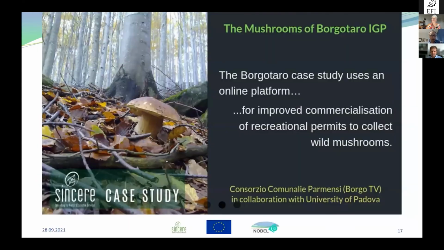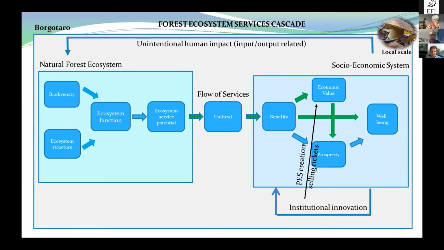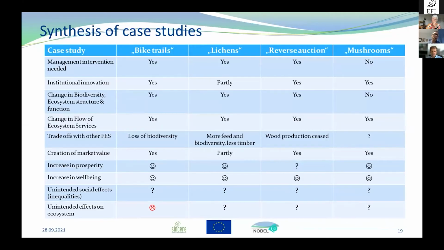Next slide is about the mushroom case in Italy, where there's an innovation. The interesting thing here in the cascade is that there's institutional innovation, which leads to giving economic value by creating an app, a system for buying permits for mushroom collection. In fact, there's no management intervention in the forest at all. It's institutional innovation pure. It leads to more well-being and more prosperity in local communities. What it might do in the ecosystem is that, of course, there's maybe a larger flow of mushrooms, and maybe also a better spreading of the visitors, of mushroom pickers, in the forest, which might have a positive effect on biodiversity.